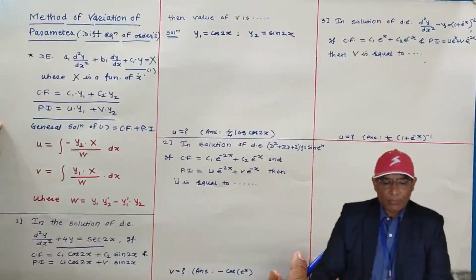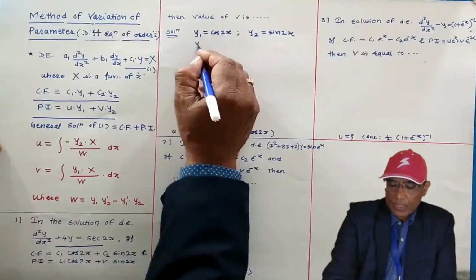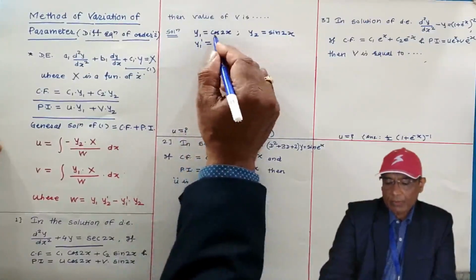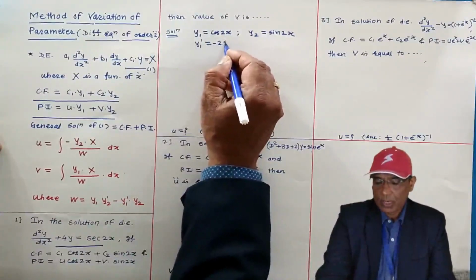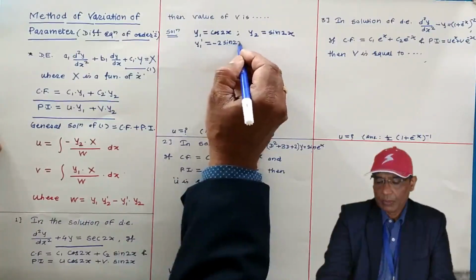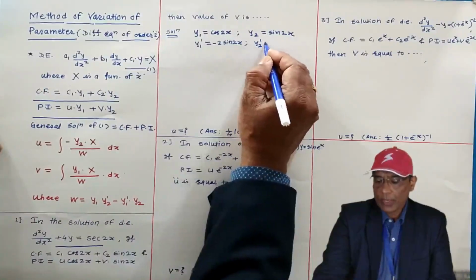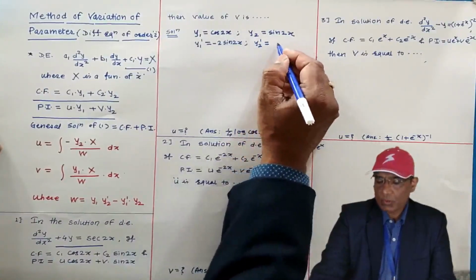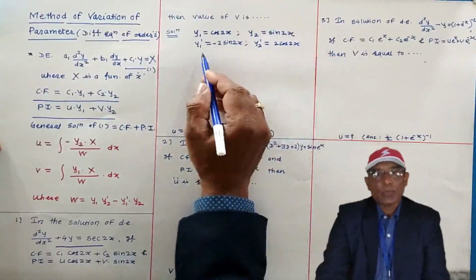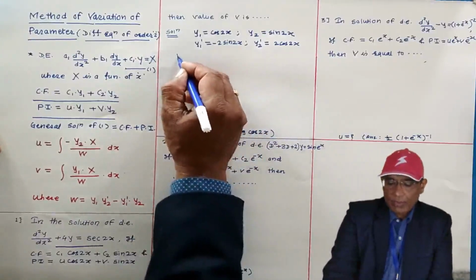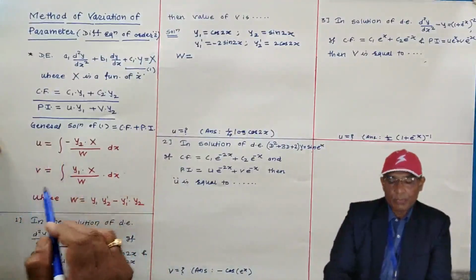Now once you get the values of y1 and y2, find y1 dash, meaning the derivative of y1. The derivative of y1 is minus 2 sin 2x. These elementary derivatives must be known to you. y2 dash, the derivative of y2 with respect to x, is 2 cos 2x. Once we get y1 dash and y2 dash, find the value of w, because w is required when you find the values of u and v.